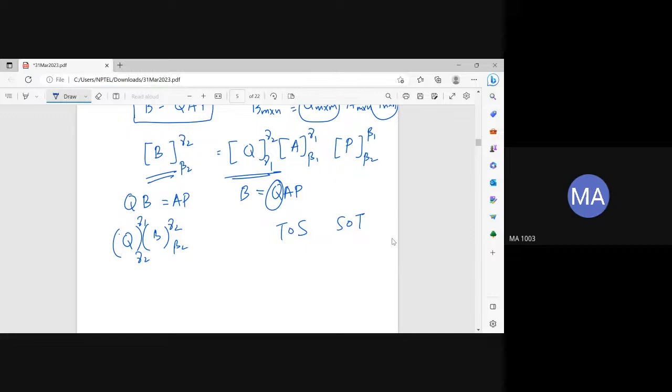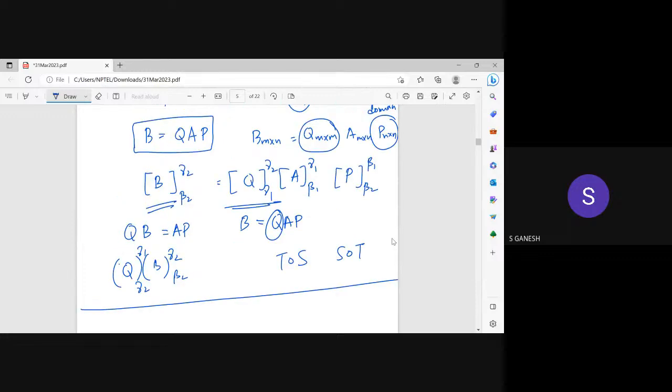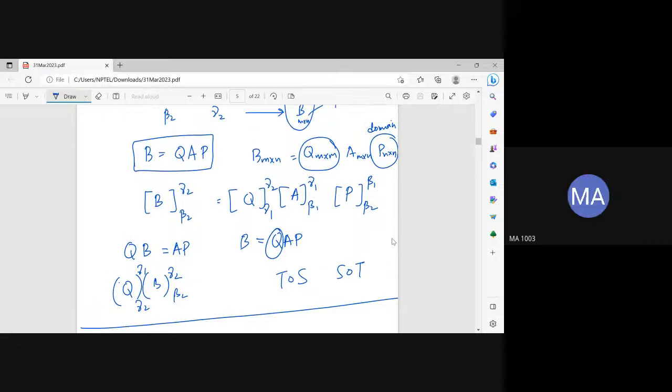Okay. So here, is gamma 1 expressed in terms of gamma 2 or gamma 2 expressed in terms of gamma 1? Whatever is written down is the domain. Clear, ma'am. Okay. So remember, you know this. Yeah, this one, beta 2 and gamma 1 cancel in A and P. Yeah, yeah.